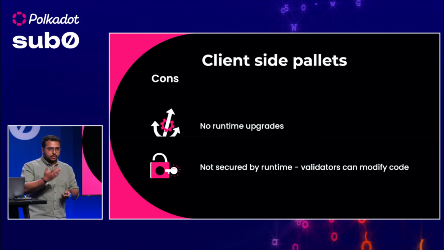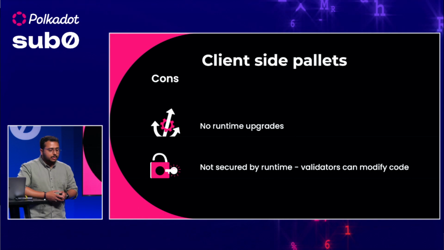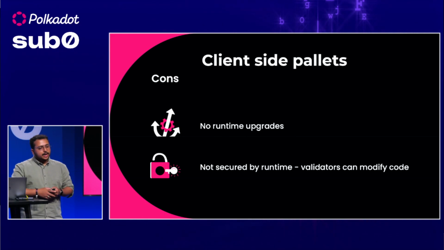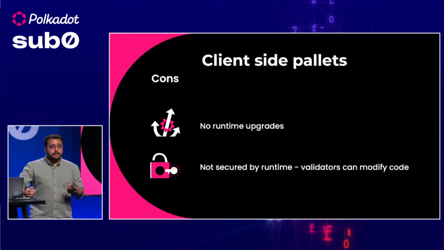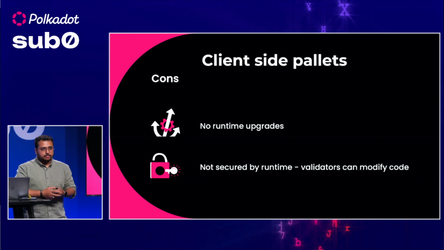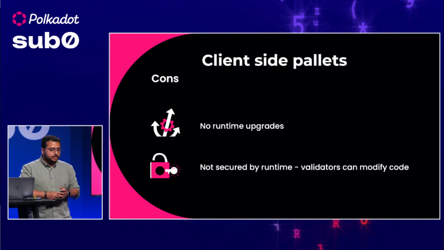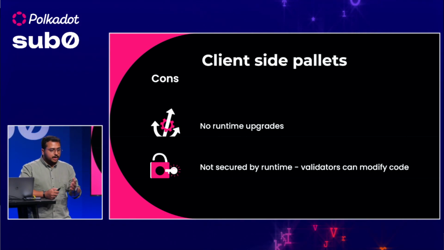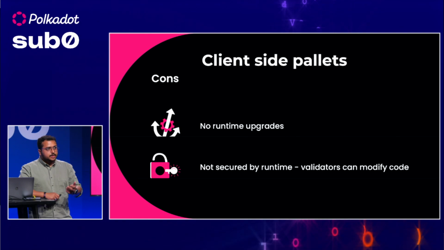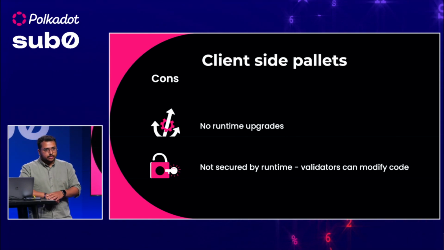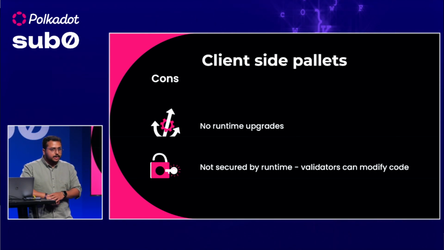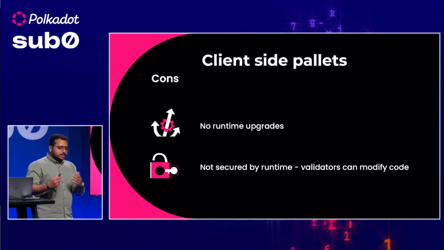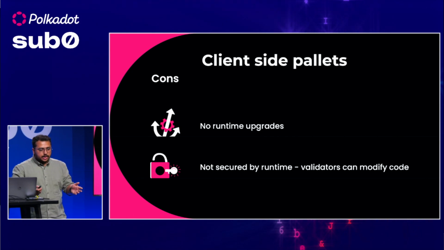I think the Snowfork team was talking about it yesterday, and it's still at 50% upgrade completion. So only 50% of the validators have upgraded so far, and they need to cross 67% to actually activate Beefy in Polkadot. So the same problem applies to anyone who is working with client-side pallets.